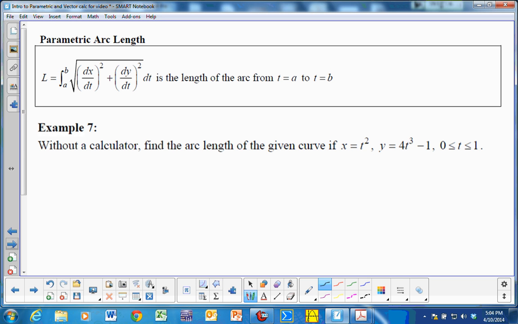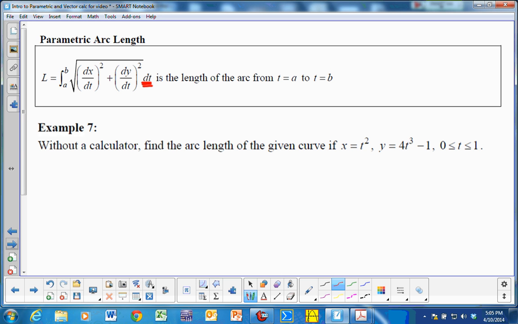So we have arc length for parametric. It's a very simple formula. To find the length of the arc from t equals A to t equals B, so that's important, those are t values, which you can tell because this says dt. So whatever variable that is, that's what your limits of integration are. So the arc length L is simply the integral from A to B of the square root of (dx/dt) squared plus (dy/dt) squared. So it's basically just the Pythagorean theorem.